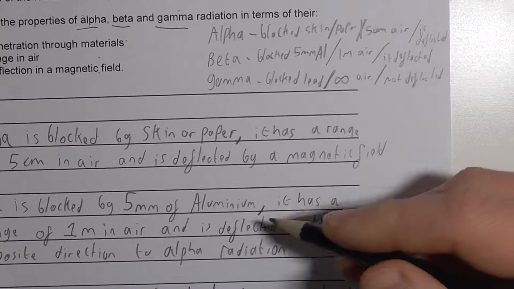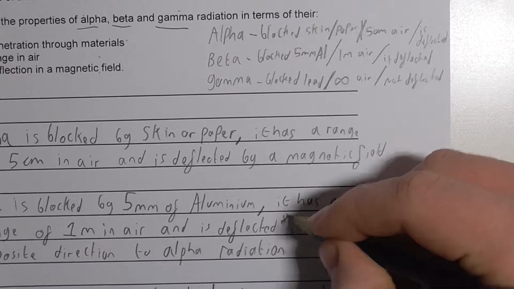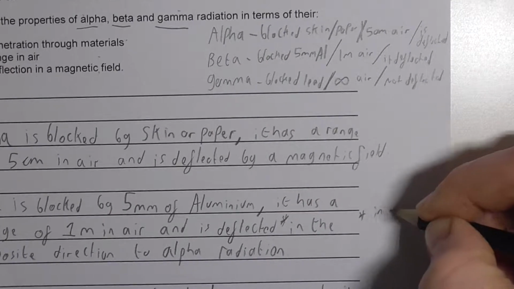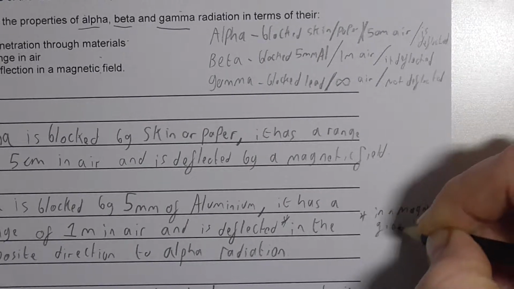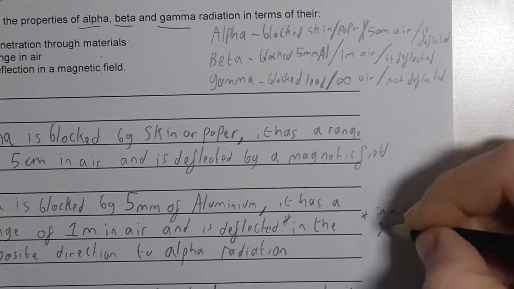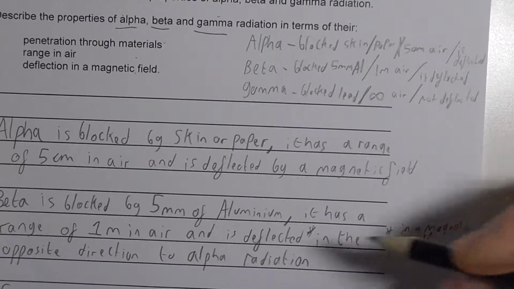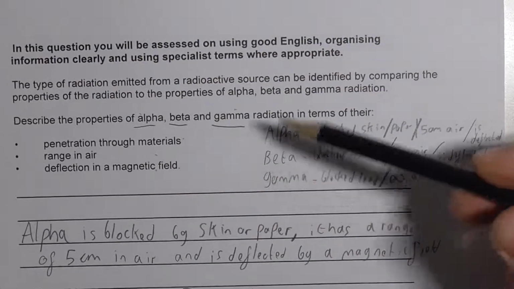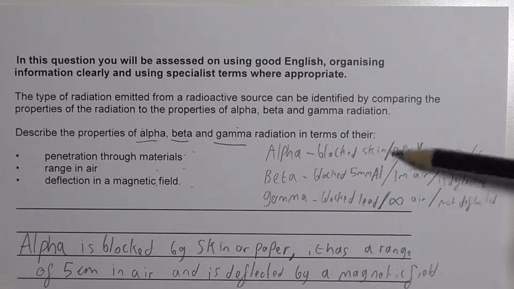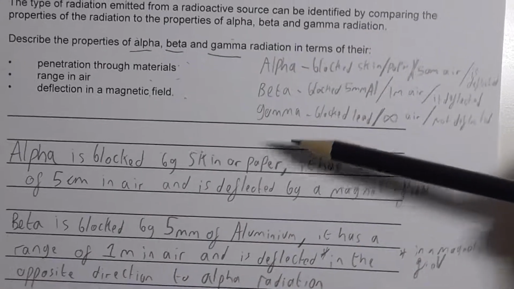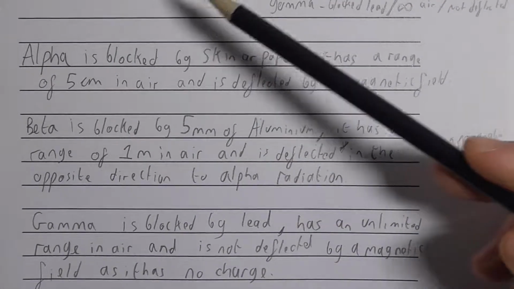Something I should have added up here: deflected in a magnetic field, because they can be deflected by both magnetic and electric fields. So that's how you need to answer your 6-mark question. Read it carefully, look through the key points it wants you to do, plan the information you know, and structure it into short, concise paragraphs about each of your key points.